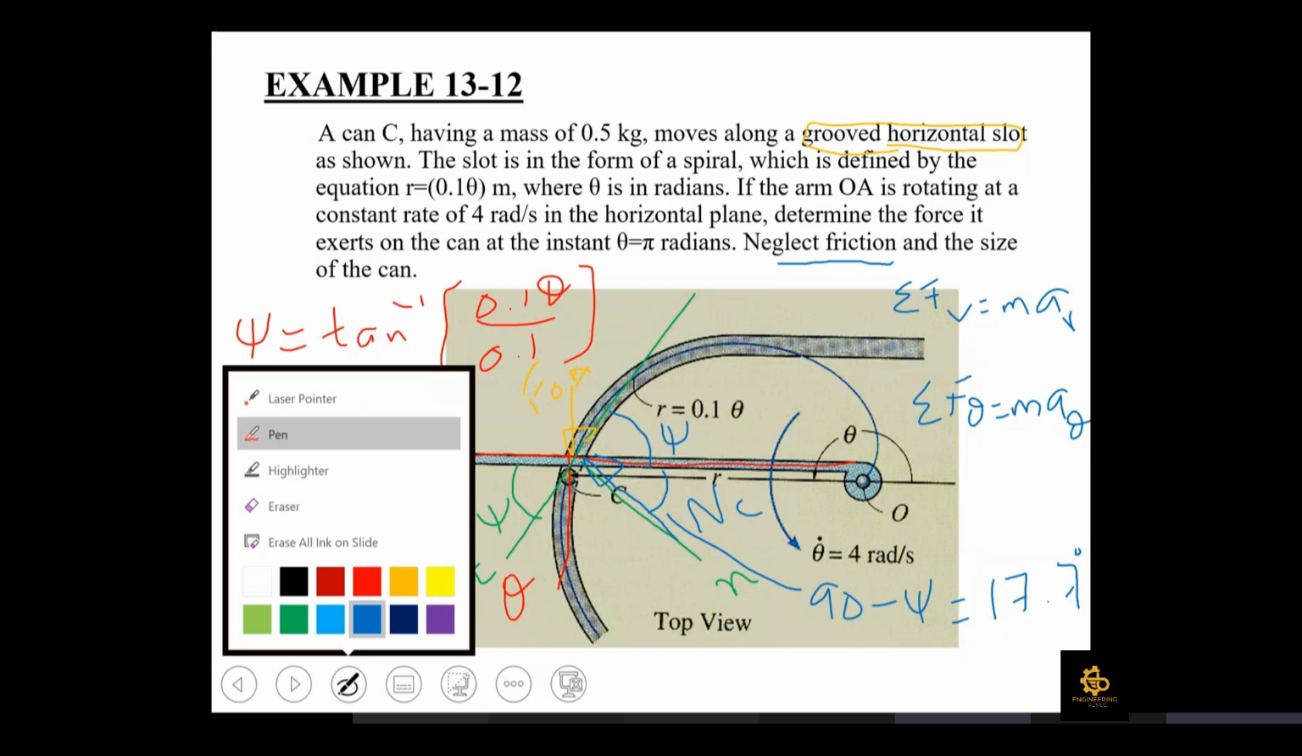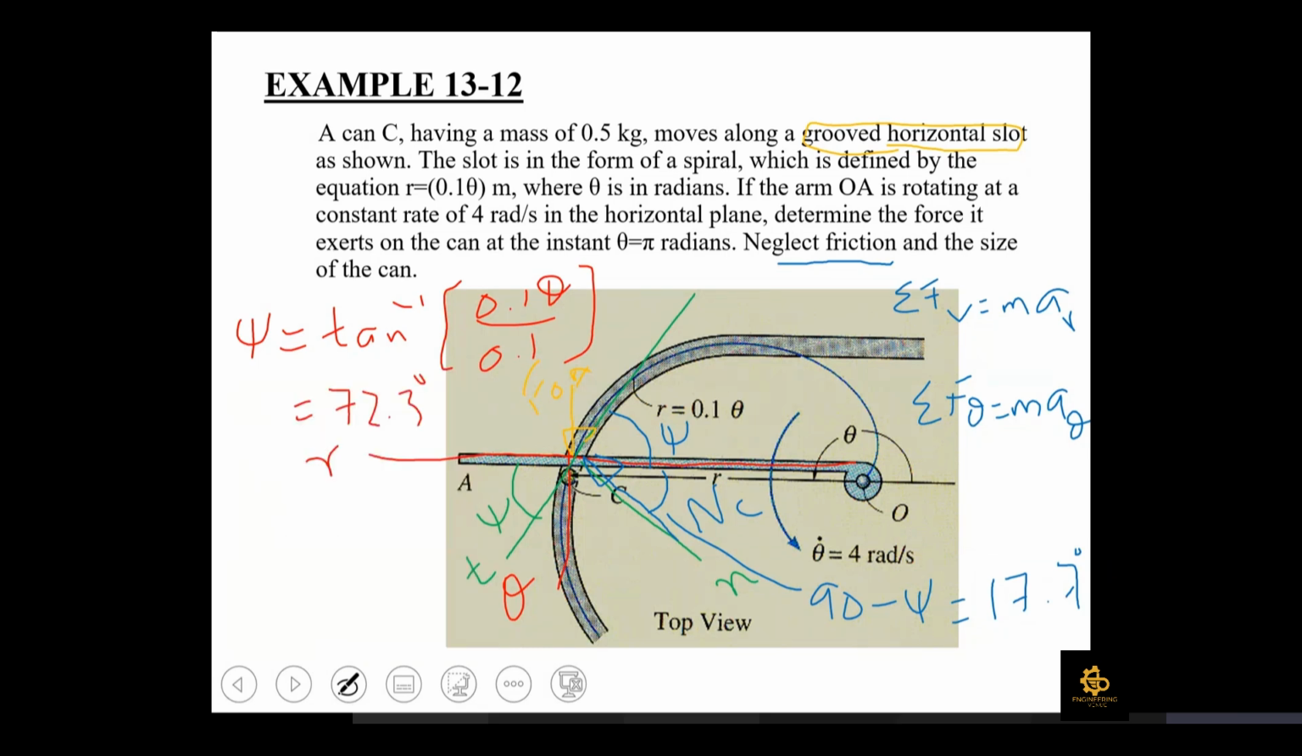Yes, sir. Now, what should come in summation FR? Sir, the cos component of NC. Should the component be positive or negative? Positive. We have taken it as positive. So it is going to be NC cos of 17.7 should be equal to MAR. Okay, this will be the equation.